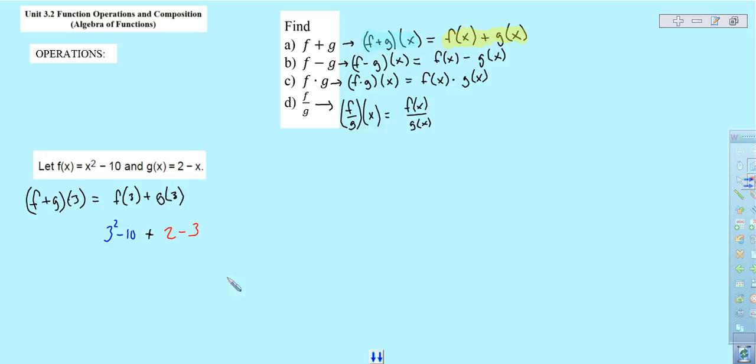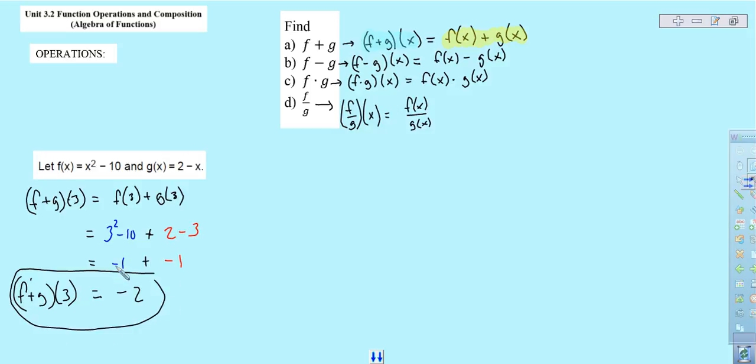We simplify the first one. 3 squared is 9. Take away 10 is negative 1. 2 minus 3 is negative 1. We add those together and find that our answer is negative 2. So f plus g of 3 is equal to negative 2. If we plug 3 into those functions, we get negative 2.